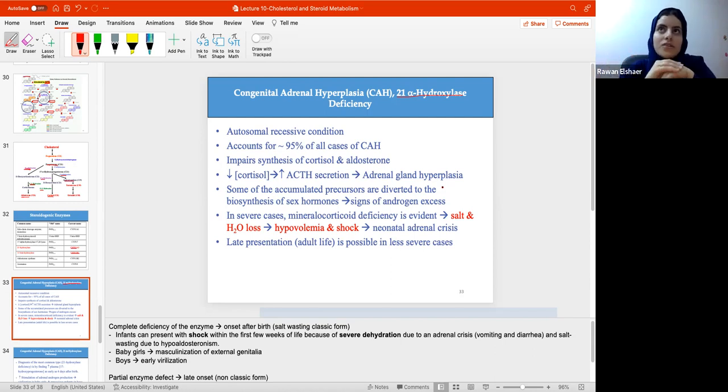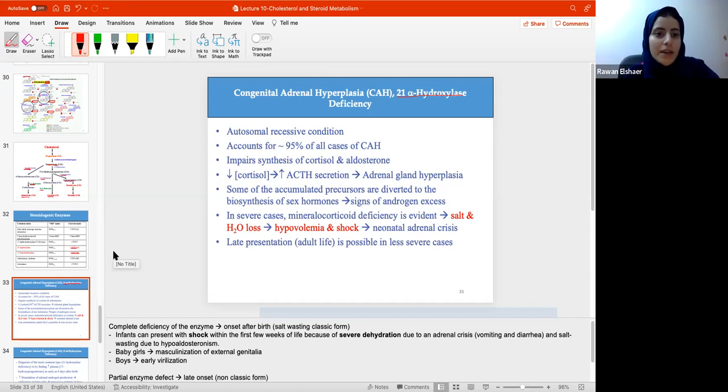So if there's complete absence, when do you think they would present? When do you think the patient would come to you? If they had complete absence of this, do you think they would come earlier or later? At what age? At birth. Yeah, at birth, or they can even come within a few days after birth. And they mainly come with what? Salt and water loss, hypovolemia and shock.